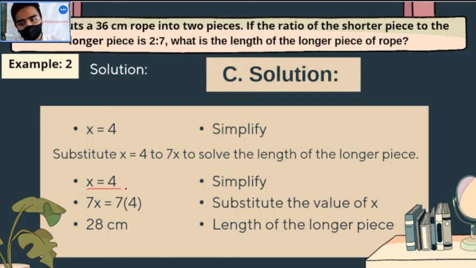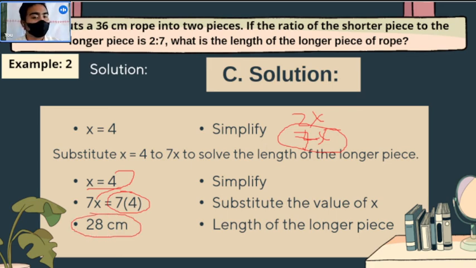We simplify that one, and we substitute the value of x to the longer piece of the rope. Isn't it that we have a longer piece and a shorter piece? So, if 2x is for the shorter, we have x for the longer, of course. So we just substitute for the longer piece. It will become 7x, and it will become 7 times 4. Then, with that, we have 28 centimeters.